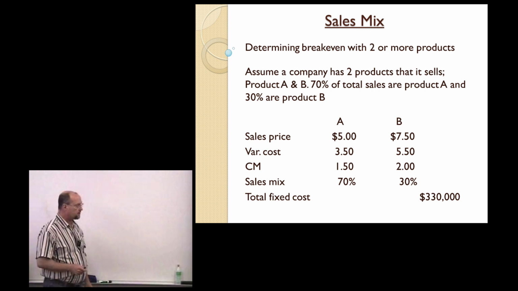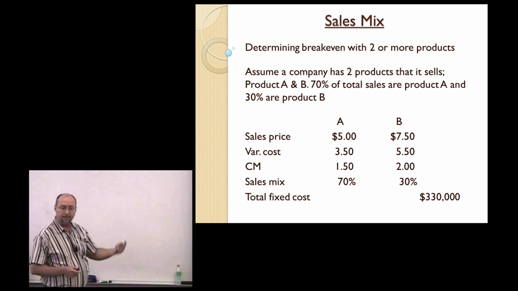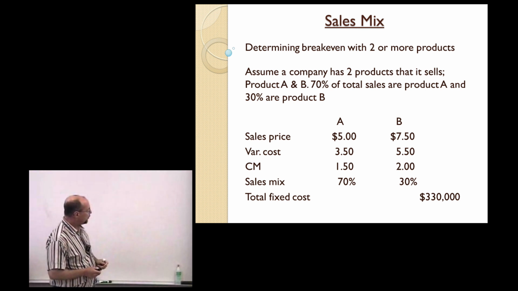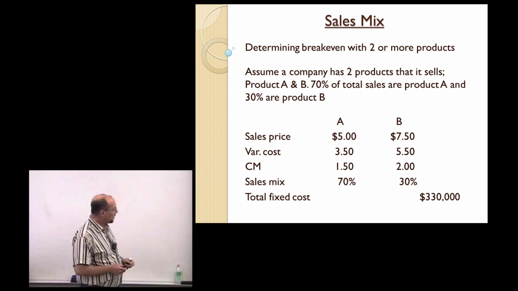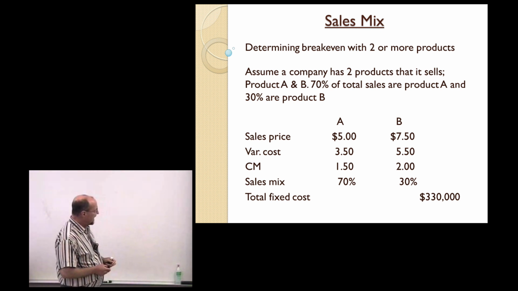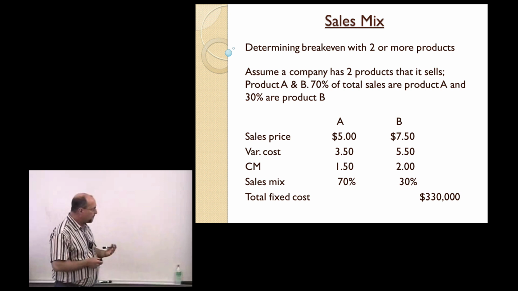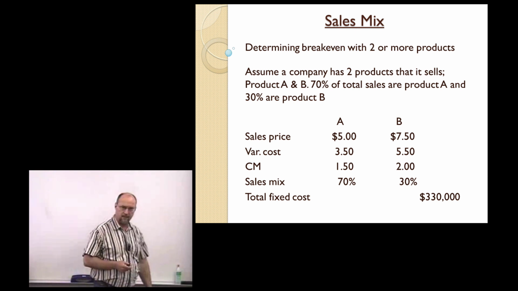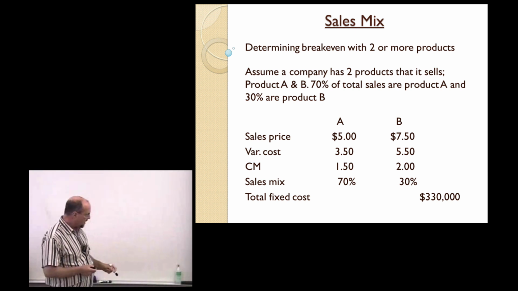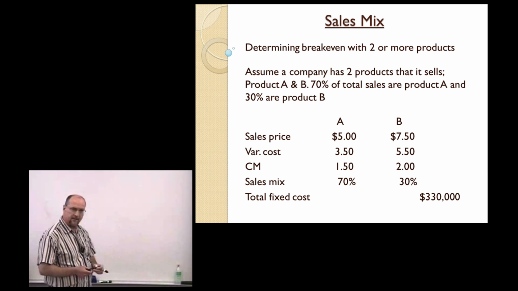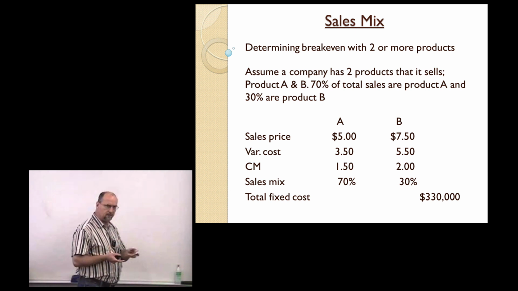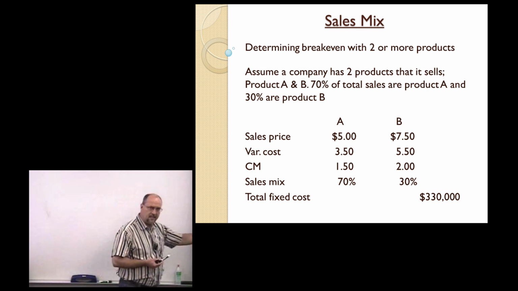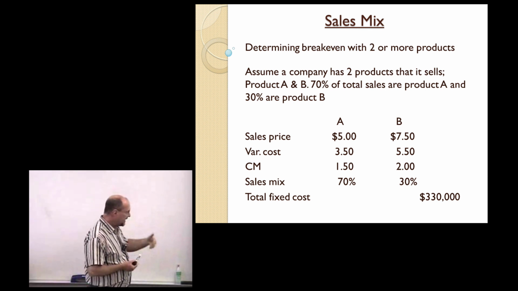Now, we can also do this if we have 2, 3, 4, multiple products. So this is called the sales mix, determining break-even with 2 or more products. Assume that a company has 2 products that it sells, products A and B, and in normal business, most of our business, 70% of our product sales relate to product A and about 30% for product B. You'll have your sales price information, your variable costs, therefore you have contribution margin. And here's the key here. We can still figure out break even, but we need to plug the sales mix, the 70-30 split between products A and B, into the equation.